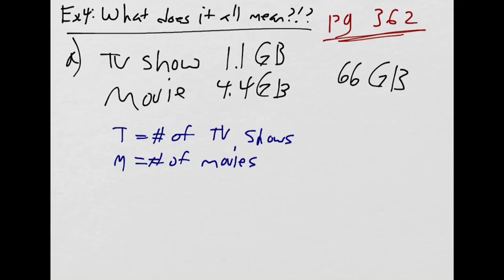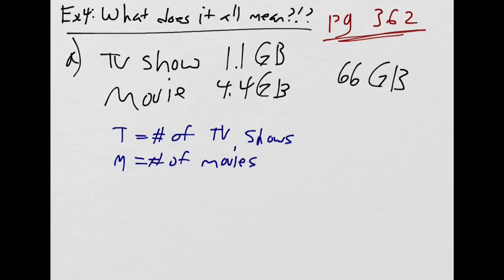So, question A here says that each TV show takes up, on average, 1.1 gigabytes of space. And just to keep the problem simple, we'll say that any TV show takes up 1.1 gigabytes, even though technically that's not true. Different shows take up different amounts of space. And an average movie is 4.4 gigabytes. And we're going to let T represent the number of TV shows that he has on his hard drive for that 66 gigabytes, and M represents the number of movies.